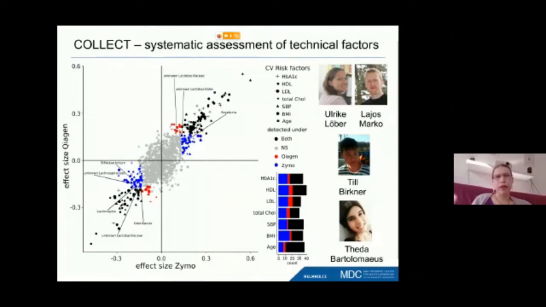Just as a few more examples, there are indeed features that are detected only in the one or the other protocol that have previously been associated in the literature with risk factors of cardiovascular disease. Just underscoring the point I just made, that unless accounted for, this is likely to cause erroneous conclusions.